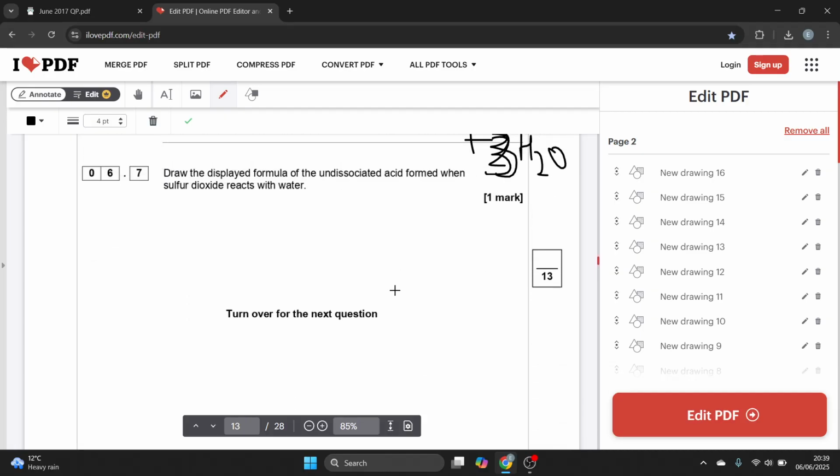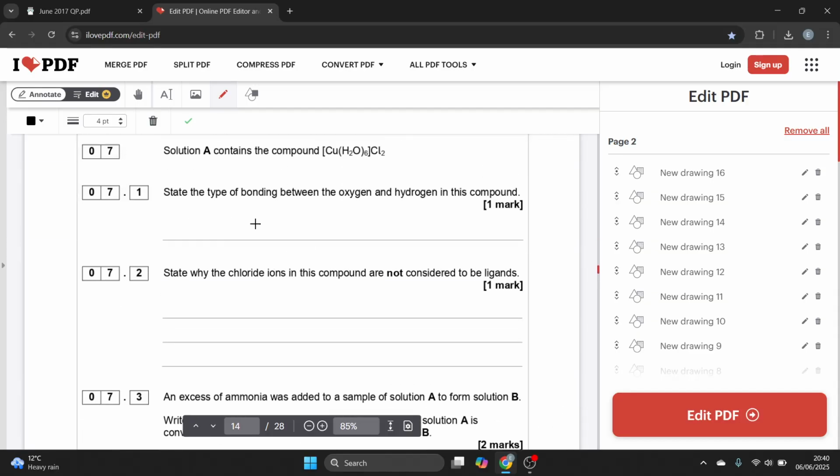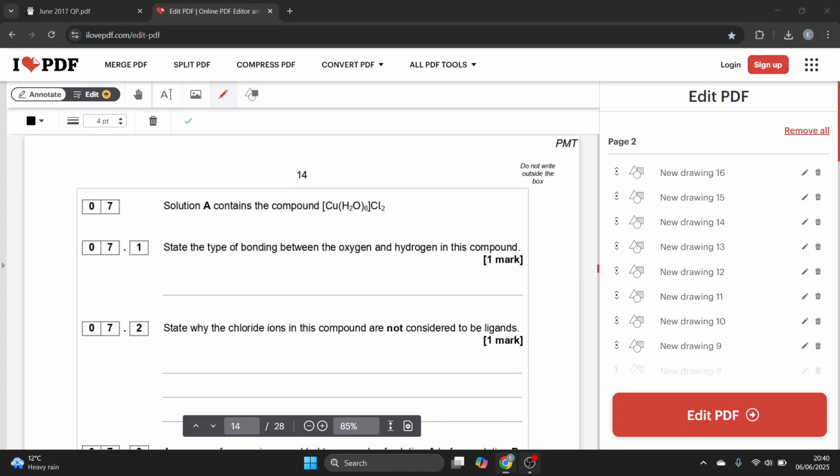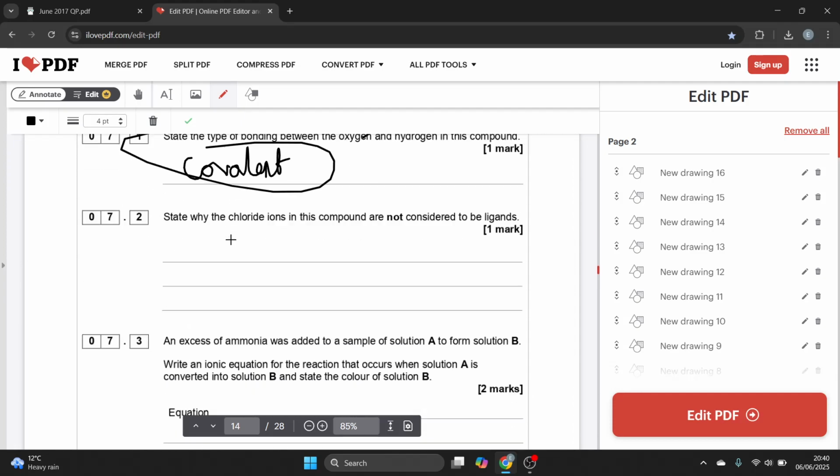Draw the structure of sulfur dioxide reacting with water. Again, something you need to memorize, and it just looks like this, and you've got your lone pair of electrons here in brackets. Perfect. What is the type of bonding between oxygen and hydrogen in these compounds? So just break it down, right? Don't just guess, oh, it's got to be hydrogen bonding, or it's got to be something. No. Oxygen, hydrogen, well, they're both non-metals, right? And because they're both non-metals, it's going to be covalent bonding. So yeah, that's how you attack that question.